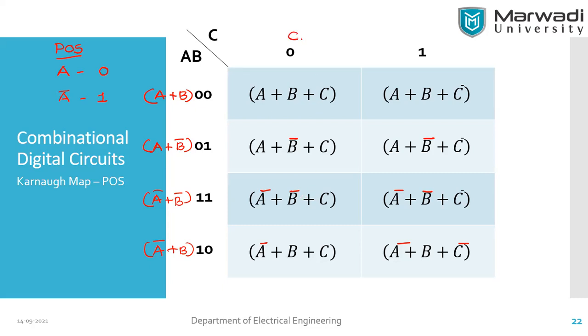And this is C. This is C bar. So naturally, this will be A plus B plus C. This will be A plus B plus C bar. This will be A plus B bar plus C. A plus B bar plus C bar. A bar plus B bar plus C. A bar plus B bar plus C bar. A bar plus B plus C. And A bar plus B plus C bar. So POS is written like this. Okay.